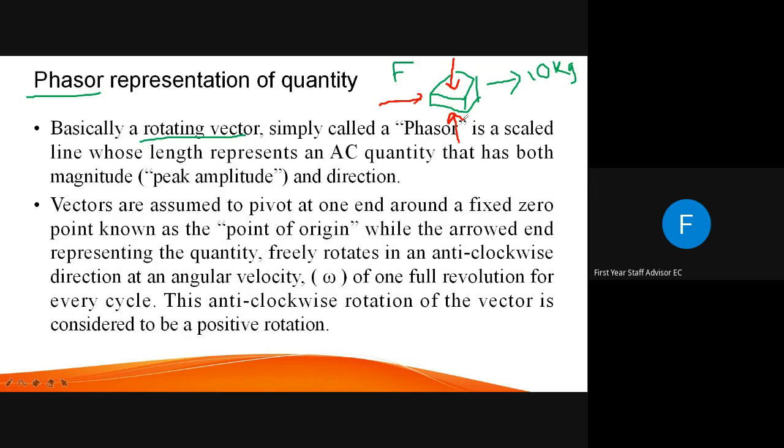Okay, so here a phasor means it is a rotating vector. That means it is having both magnitude and direction. Okay, a phasor is a scaled line whose length represents an AC quantity that has both magnitude and direction. So vector means it is a line. Okay, as per this definition, it is a line. I can draw a straight line. So vector means it is a line whose length represents an AC quantity that has both magnitude and direction.